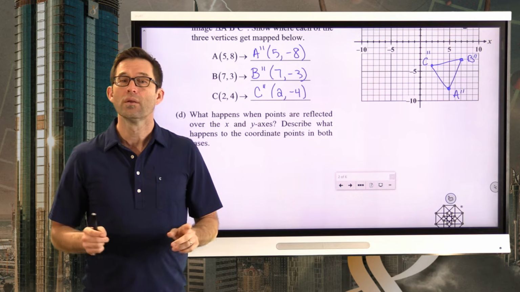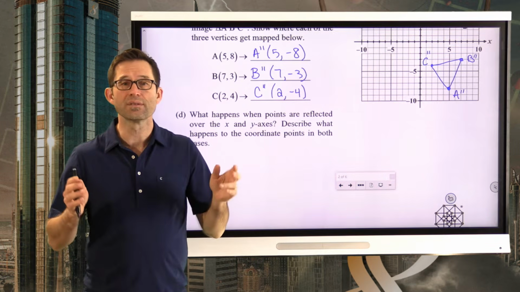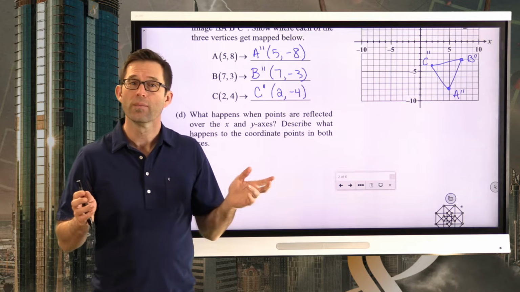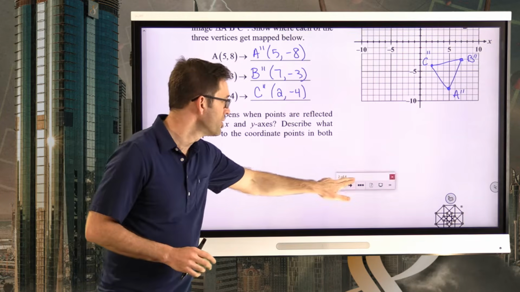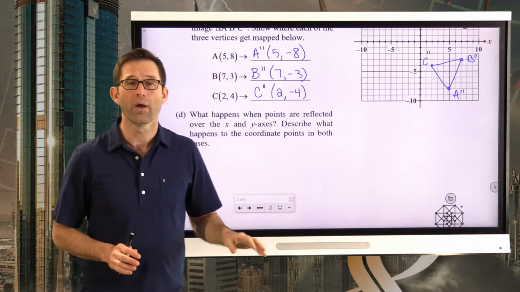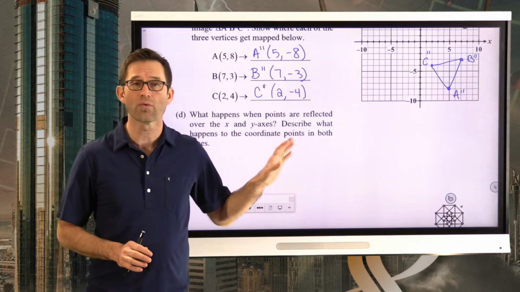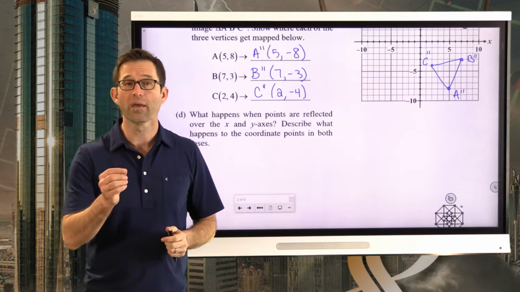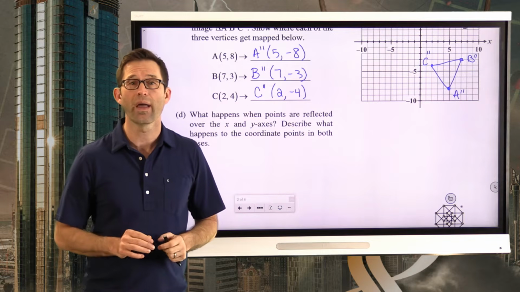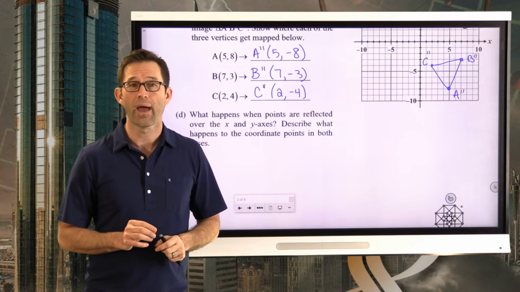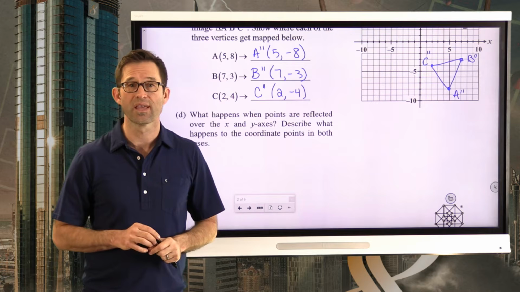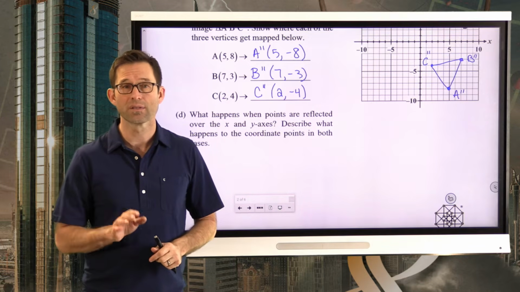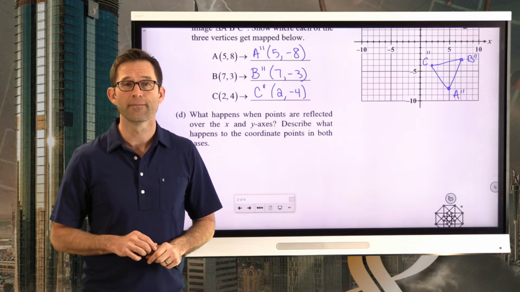So what exactly is the rule? What I'd like you to do is pause the video now and think if you can give a succinct rule or description of what to do when we take a point and reflect it across the y-axis and what happens when we reflect it across the x-axis. Pause and think about this problem a bit.